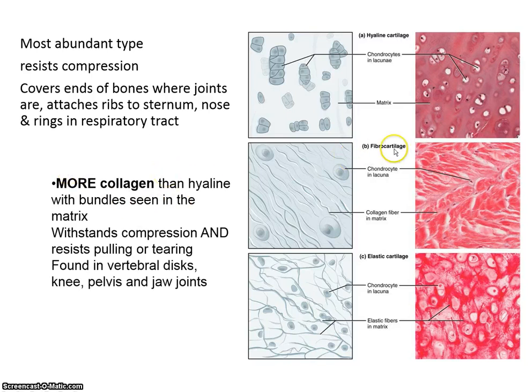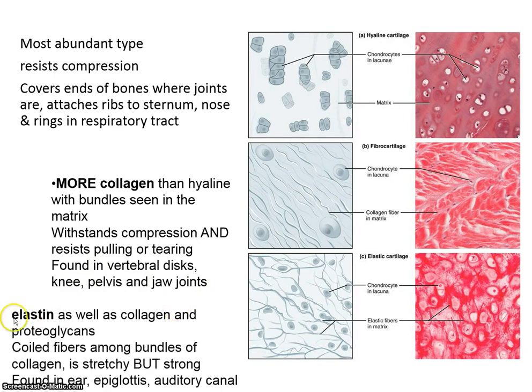Fibrocartilage has more collagen, hence the fibro, than hyaline, with bundles seen, and again, we're not going to look at examples of this. This is also very good at withstanding compression, but it can withstand more because of this collagen. And it resists pulling and tearing. So we find this where we need some extra cushioning. It's found in the vertebral discs, in between the vertebrae. There are menisci in the knee, and we find this in the pelvis between the two hip bones, and in the jaw joints that we'll look at later on.